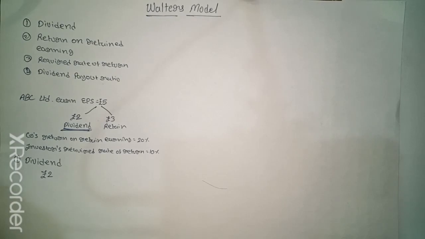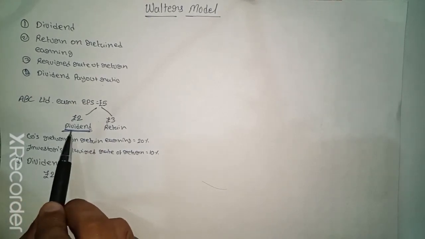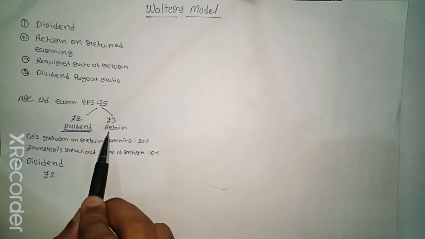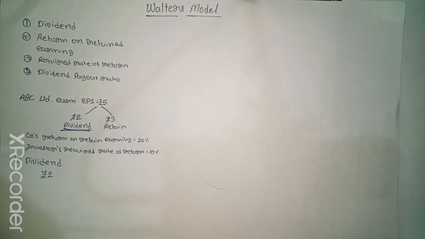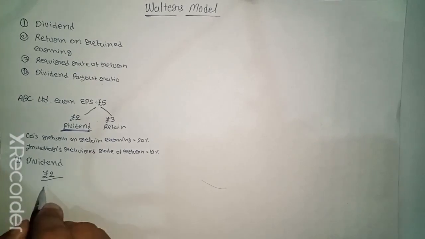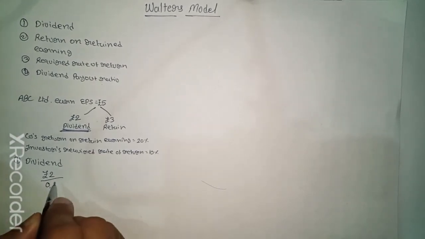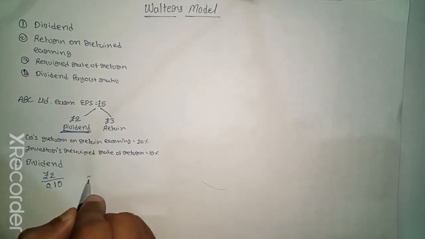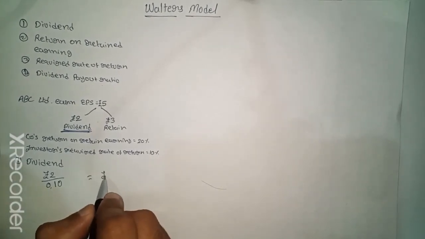From these details, to calculate the price of a share, we need to calculate in two parts. One is the value for the dividend and the other is the value for the retained earning. First, the dividend part. The company paid rupees 2 as a dividend every year, means it is perpetual, so we need to capitalize it by the required rate of return 10%. So the value of dividend is rupees 20.